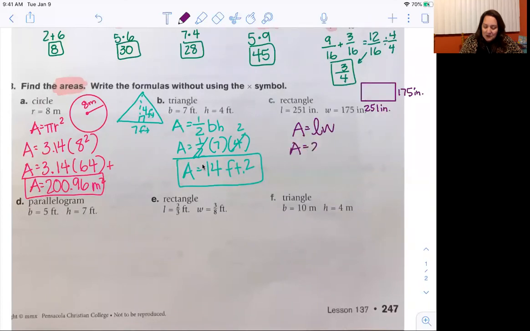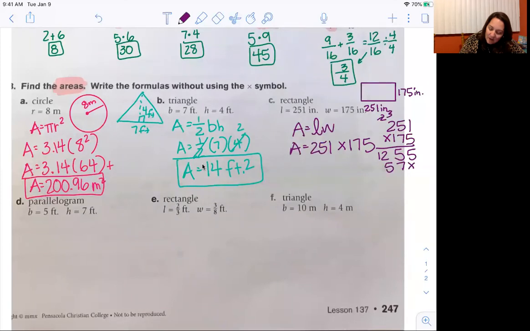Area equals 251 times 175. Good. I'm going to multiply over here. You multiply as I multiply. I'm going to talk it out and talk through it. 1 times 5 is 5. 5 times 5 is 25. Carry the 2. 5 times 2 is 10 plus 2 is 12. 7 times 1 is 7. 7 times 5 is 35. 7 times 2 is 14 plus 3 is 17.